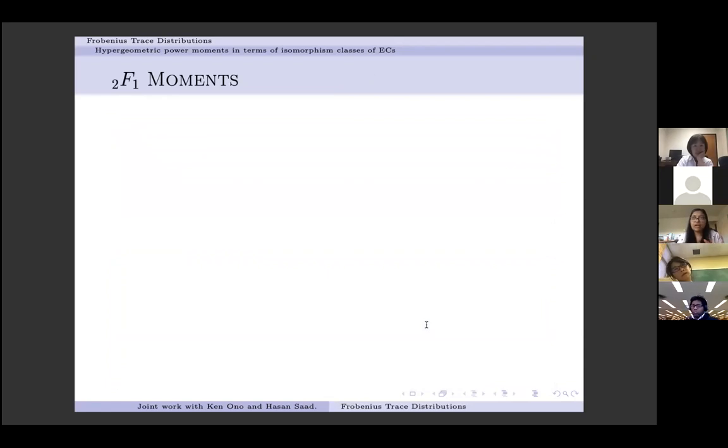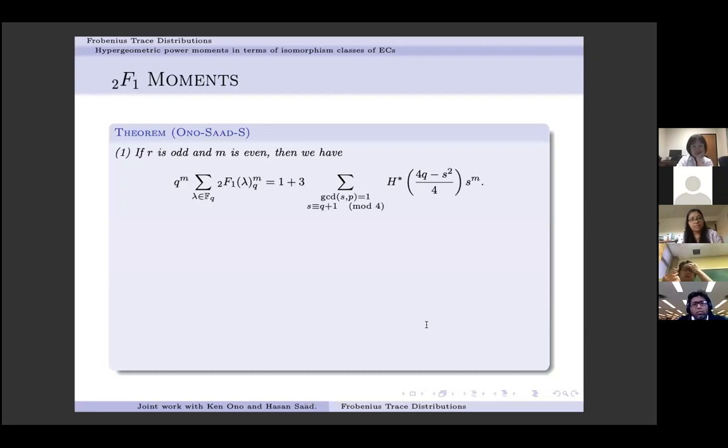Now we'll see what the 2F1 moments look like. In this theorem, we obtain the 2F1 moments for this function, which is equal to the sum of these weighted sums of class numbers, where the sum runs over all the s lying in the interval -2 square root of q to 2 square root of q, such that s is coprime to p, and s satisfies this congruence condition. We'll see later that this congruence condition is totally group theoretic.